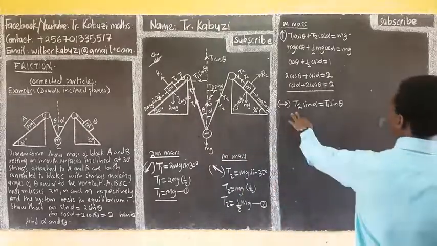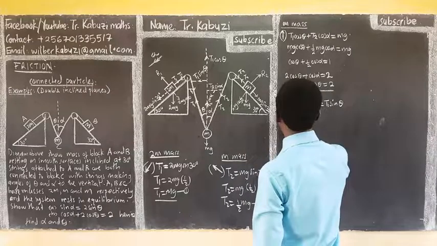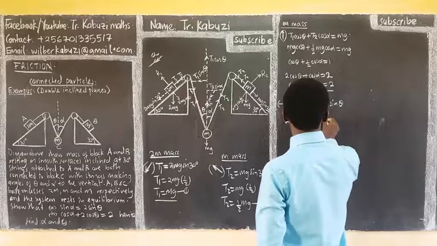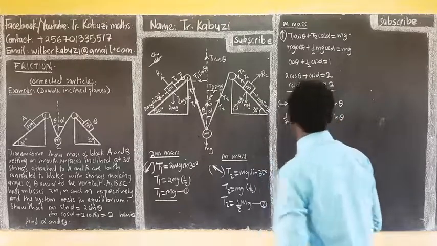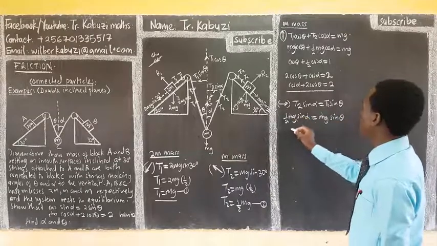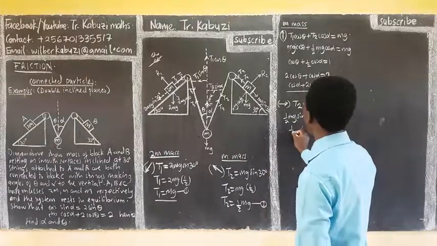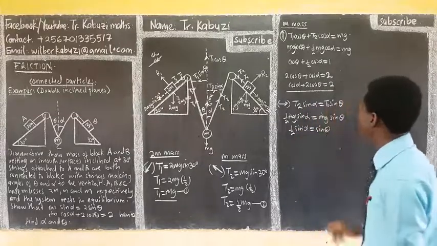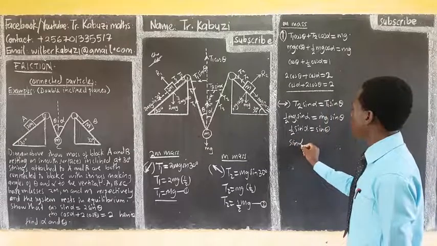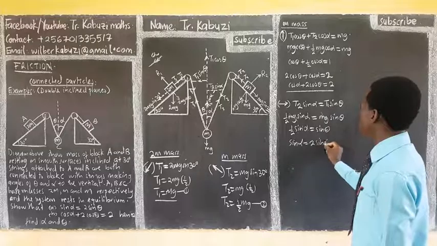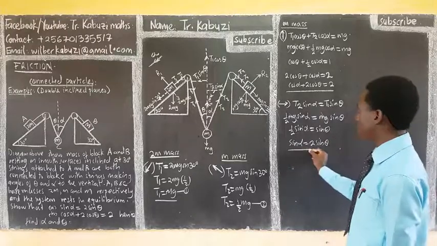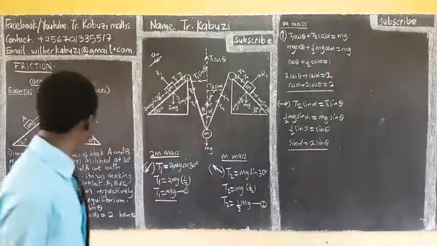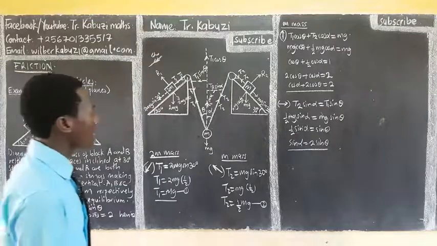If that is the case, but we have T2 as a half mg, a half mg sine alpha equaling mg sine theta. Divide through by mg, and then a half sine alpha equaling sine theta. We bring this beside, our sine alpha will be equal to 2 sine theta. And that one, I think, is done. Hence, find alpha and theta.